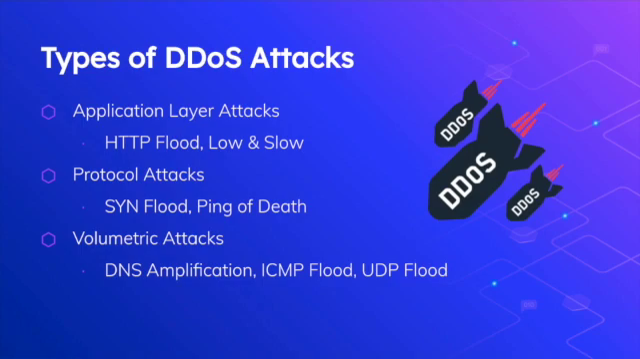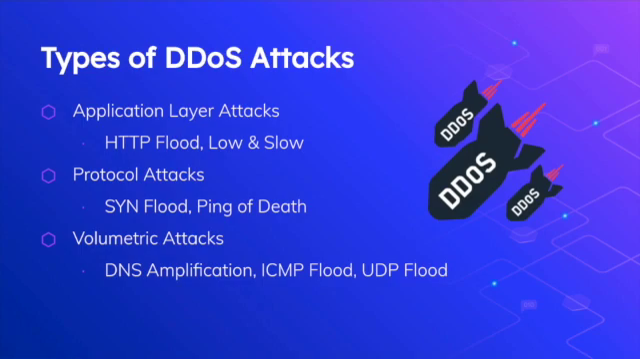Protocol attacks target layers 3 and 4 of the OSI model and seek to consume server resources to interrupt service. Popular methods include the ping of death, though now outdated, which sent ICMP packets larger than the victim's maximum accepted packet size to slow and overwhelm its systems, and SYN floods, which exploit TCP by creating numerous half-open connection requests, leaving the victim waiting for connections that will never complete.